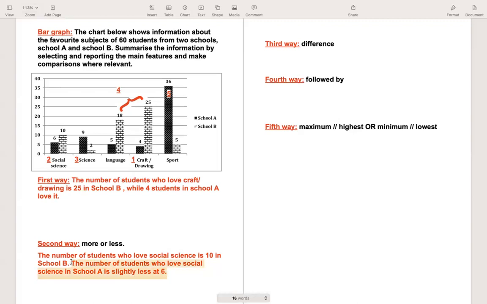Is this a complex sentence or a simple sentence? Complex. Good. How many things? What are the two things I've mentioned here? Subjects, number of students, and percentage. No, the first thing you're saying wrong. What's the first quality I'm telling? Who love subjects? No. Slightly less, and 6. Yes, slightly less. And the second thing is how much it is? Percentage. At 6.